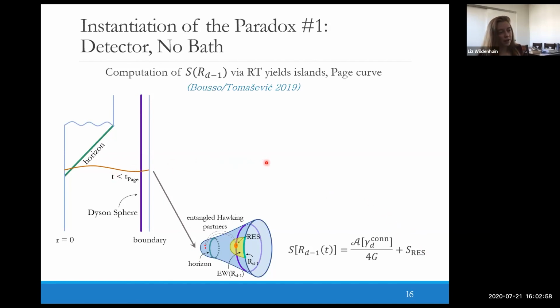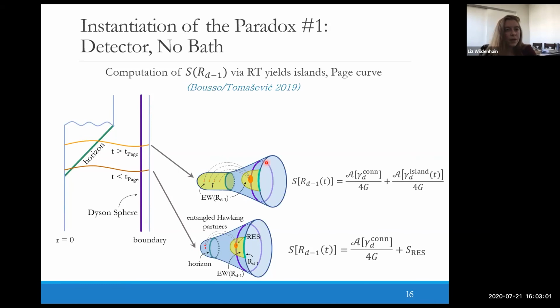Then if we look at a time after the Page time, at this point it becomes beneficial to include an extra piece of the RT surface right next to the horizon. So we pick up an additional area term because the RT surface now includes this extra piece right by the horizon. But because we've placed that extra piece there, we now include the interior of the black hole in the entanglement wedge. This has become known as an island in these recent papers. Because this island is included in the entanglement wedge, we now include all of the Hawking pairs, so they purify each other, and any entropy contribution from the matter cancels out.